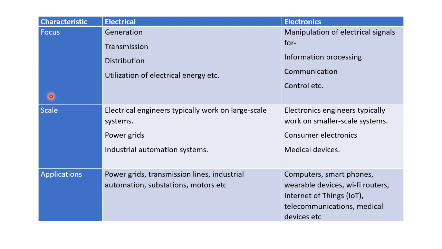So till now, what we have studied and analyzed is that the focus of electrical is on the generation, transmission, and distribution of electrical energy. The focus of electronics is the manipulation of electrical signals, for what? For information processing, for communication, and for control purposes.